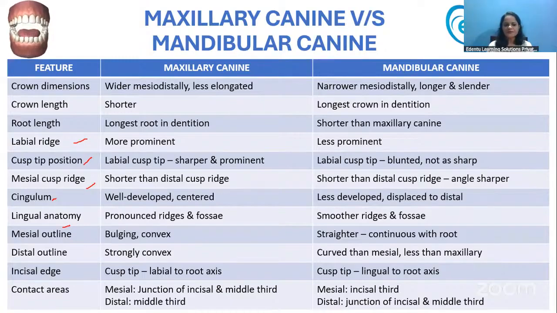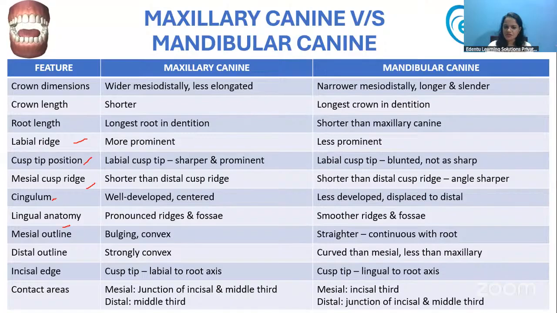Okay, so this mesial cusp ridge is always shorter in the canine, whereas the distal cusp ridge will be longer. Then the mesial outline is very bulging, convex for the maxillary canine, and it will usually be straighter and continuous with the root in the mandibular canine. Whereas the distal outline is also convex for the maxillary canine; it is also curved in the mandibular canine, but with less curvature. And the incisal edge, the cusp tip, will be towards labial to the root axis, whereas the cusp tip for the mandibular canine will be placed lingually to the long axis of the root.